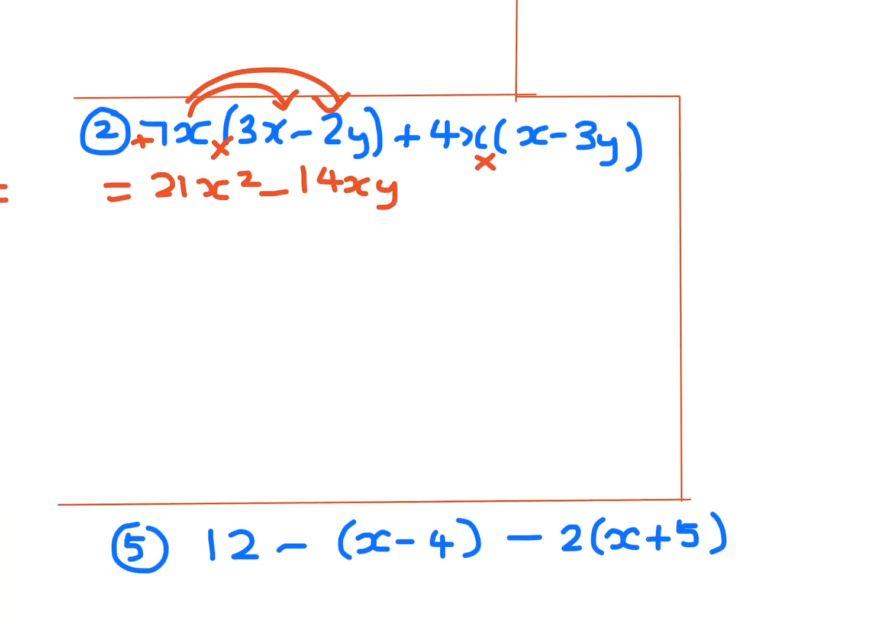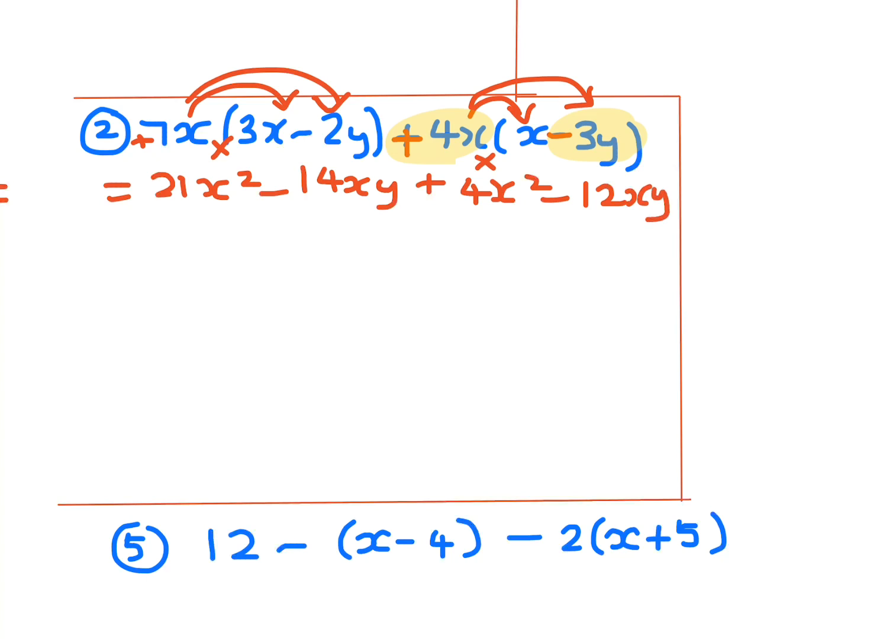All right, so the next one, 4x times x is 4x squared. 4x times 3y, a plus times the minus. So you've got to do the plus 4x times minus 3y. That will just give you 4 3s are 12, so it'll be minus 12, and then xy.